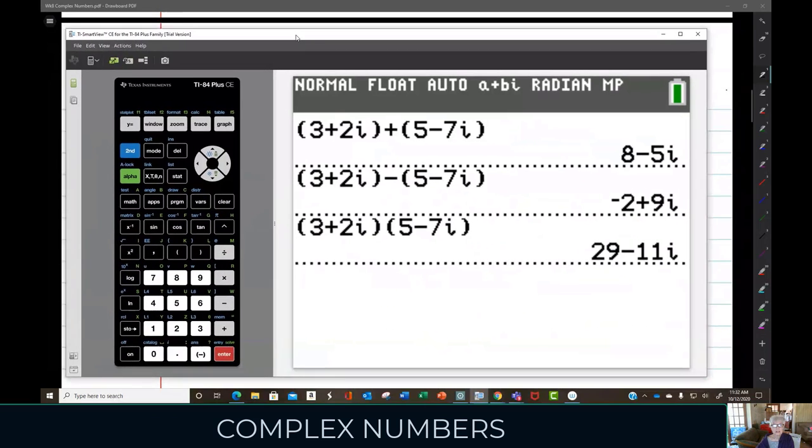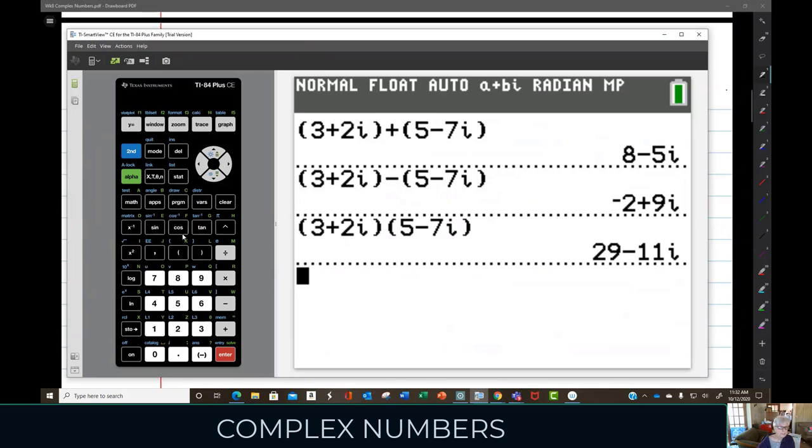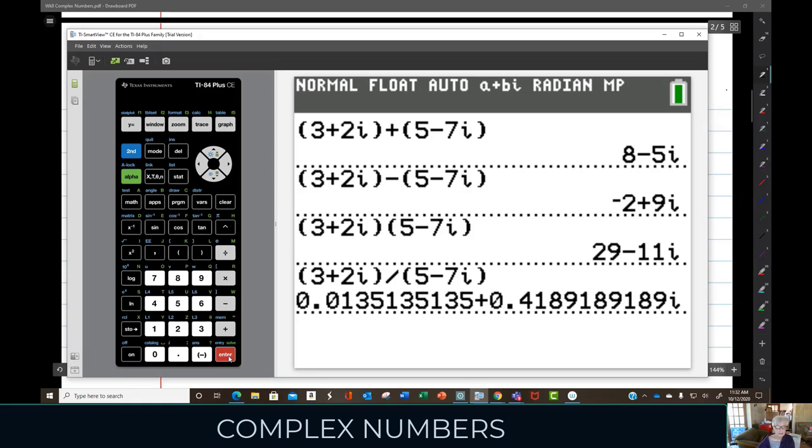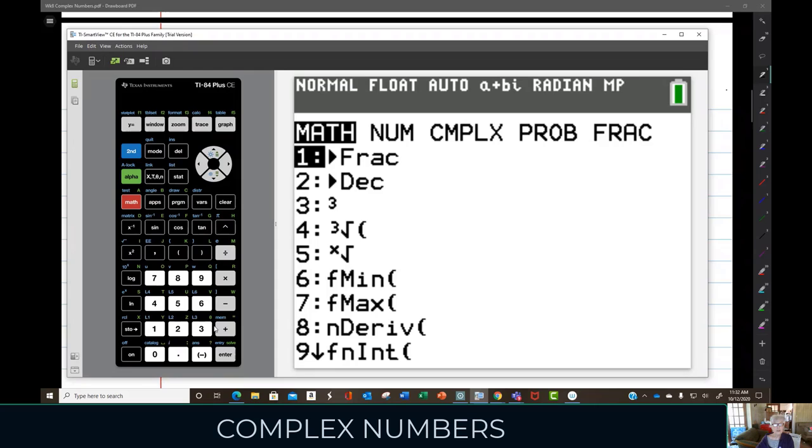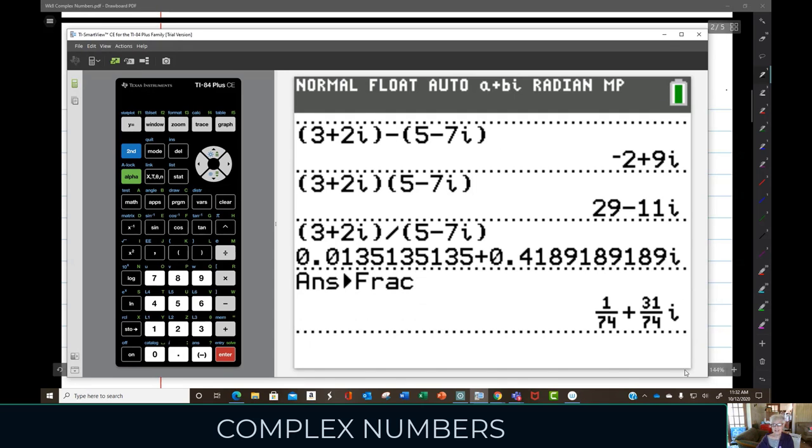All right, now, there is usually an extra step involved in this. 3 plus 2i divided by 5 minus 7i. Enter. Oh, that's like the scariest thing you've ever seen. But if you can keep from totally panicking when you see it, all you have to do is take a deep breath and then push the math button, and you're going to math frack that very ugly number. There it is. And that is the answer we came up with a little prodding.